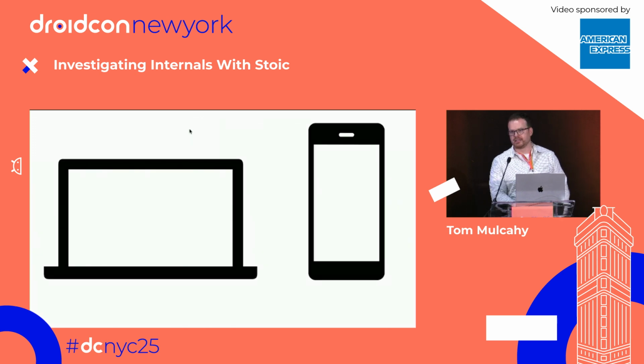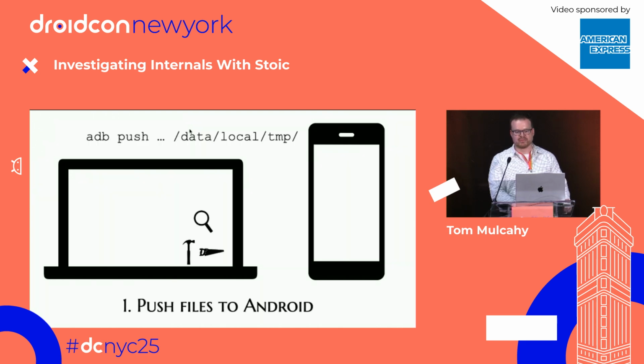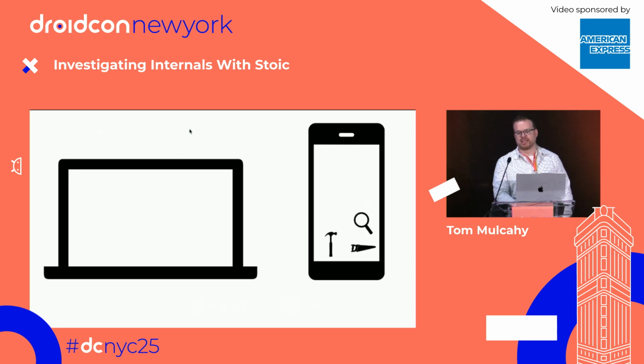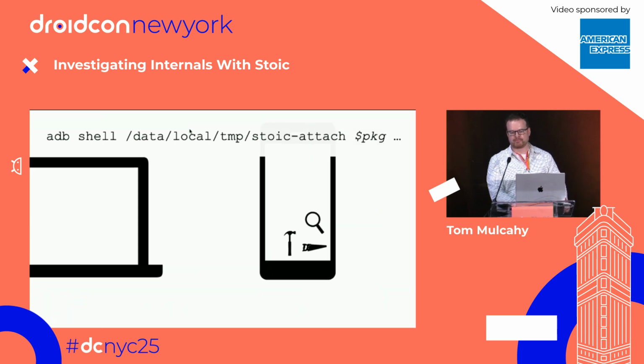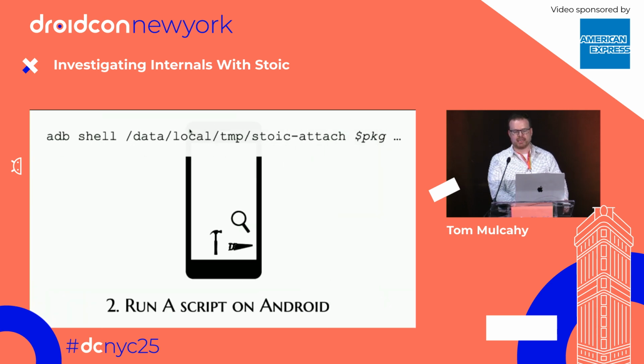Now I'll walk through that in more detail. On the left is my laptop. On the right is my Android phone. I push some files to my Android phone, and one of those files is an Android script, which I'll now run via ADB shell. And at this point, we're running code inside the phone, so let's zoom in on that.